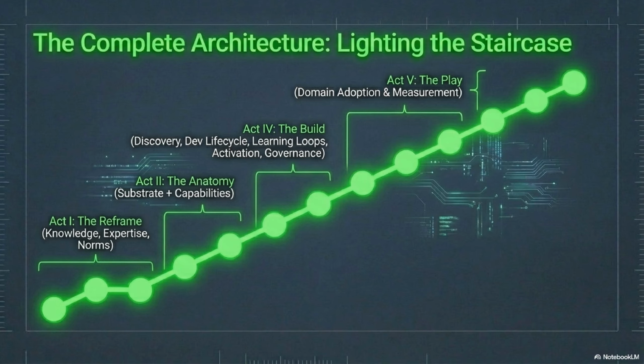The build. 5 capabilities, 1 control loop: discovery, the development lifecycle, learning loops, activation, and governance. AI drafts and tests, humans approve. The play. Adopt it domain by domain, avoid the 4 anti-patterns, and measure whether it compounds.